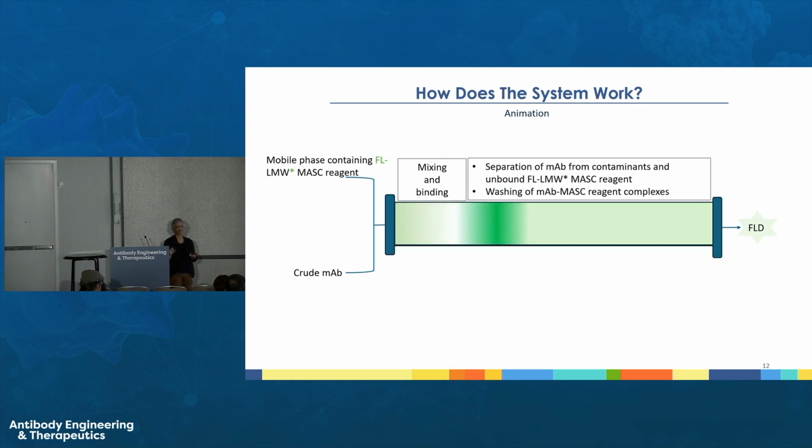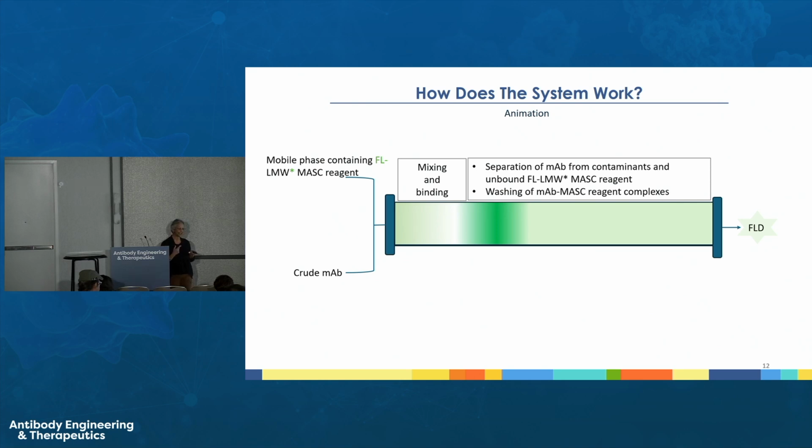What happens is, because the mAb is 150 kilodaltons and the MASC reagent is 2 kilodaltons, they move at different linear velocities through the column. And the column itself, because it's turbulent flow, is a very good mixing agent. What you normally do in affinity chromatography or in immunoassays takes you half an hour or more to do the mixing, and then you have a lot of washing steps. This column does everything really fast.